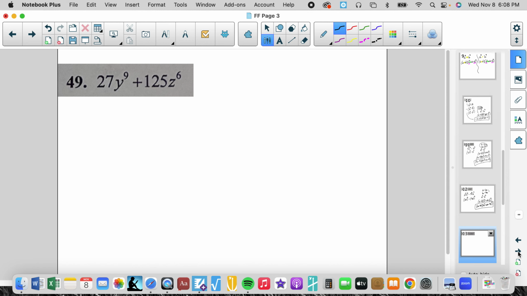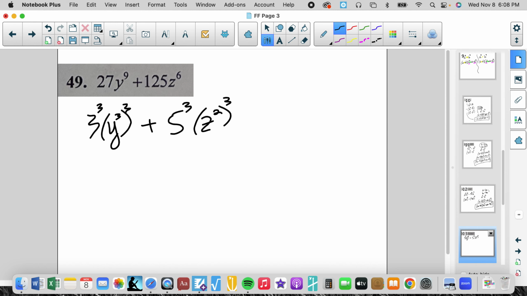27, y to the 9th, 125, z to the 6th. So 27 can be written as 3 cubed. Y to the 9th is y to the 3rd cubed. Whoa. Look at that little trickiness. That is 5 cubed, and that's z squared to the 3rd. Because power of a power, we multiply. 3 times 3 is 9. 2 times 3 is 6.